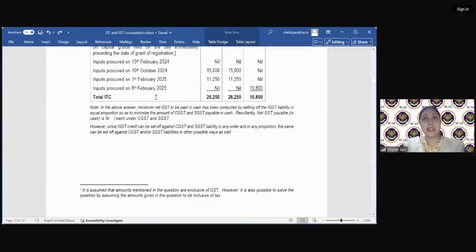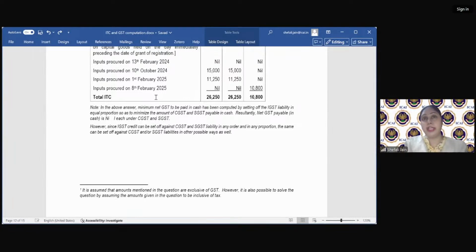But the condition is that you should clearly state that assumption in your answer. Many a time students get stuck in such a situation and keep thinking about which option they should take, or whether the question has some hidden information based on which they can interpret whether it is inclusive or exclusive. Such type of question can be asked in the exam.